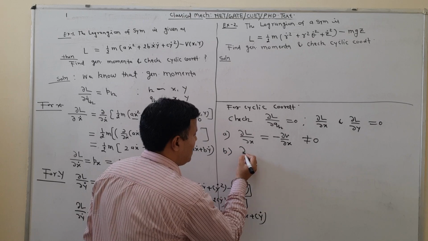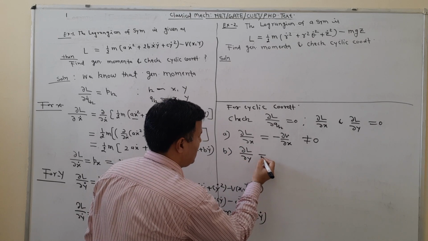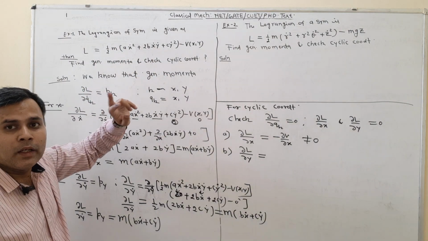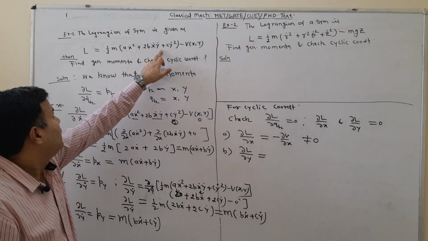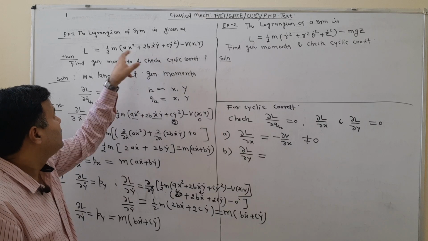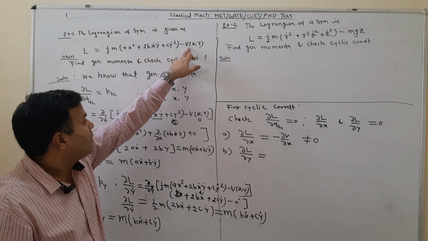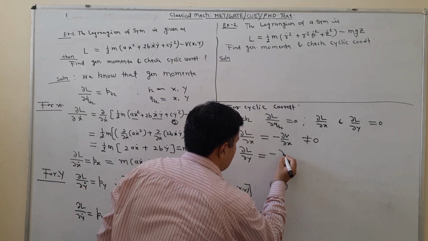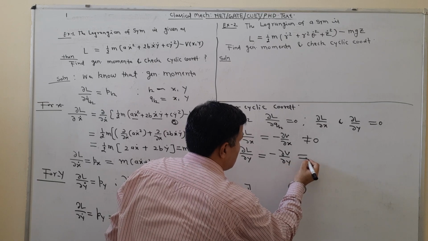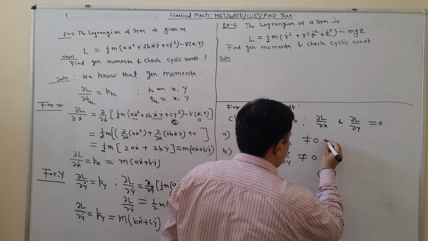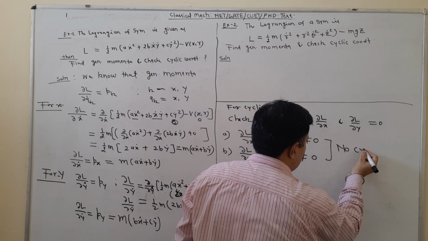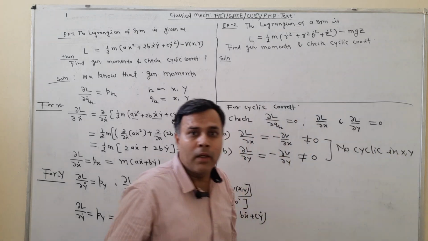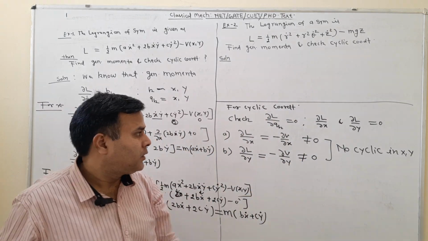So again, del L upon del y. Again differentiating this L partially with respect to y, there is no y term in the kinetic energy term, so this term is 0. Again we have del L upon del y is simply minus del V by del y, which is not equal to 0. So there is no cyclic coordinate in x and y.